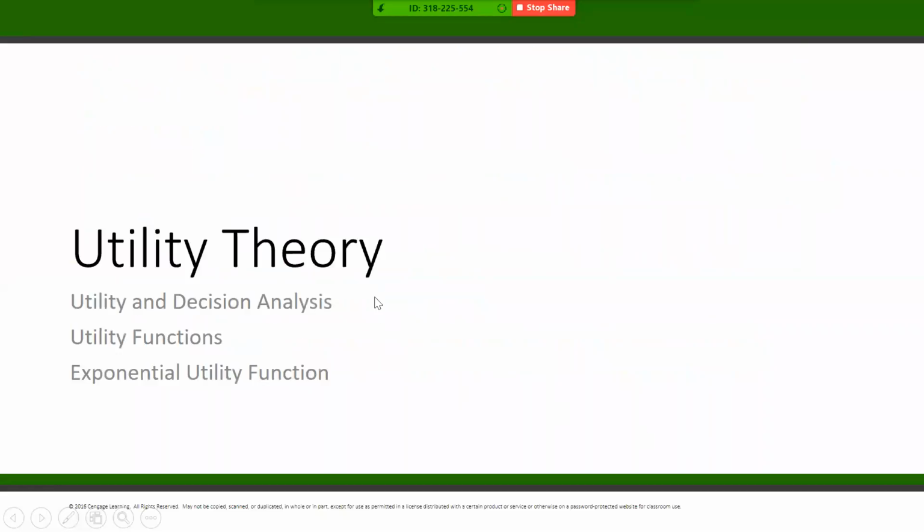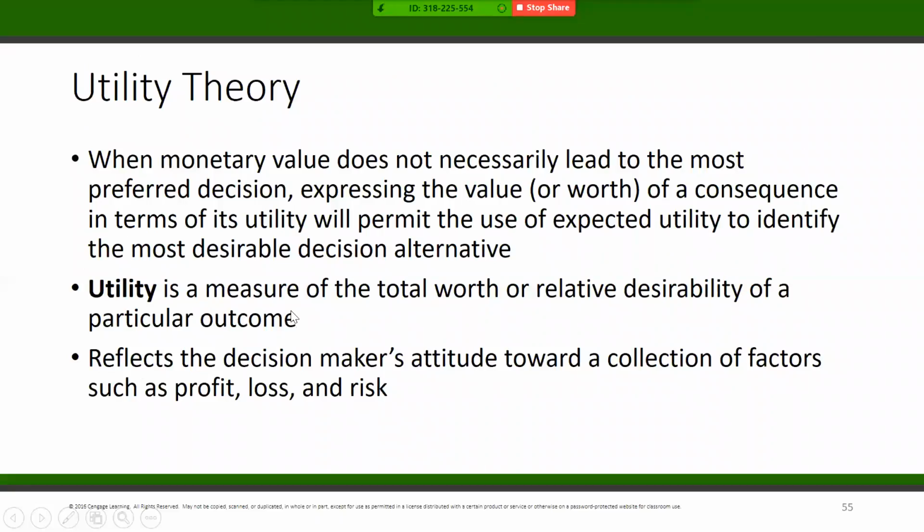All right, so utility theory: utility and decision analysis, utility functions, and the exponential utility function. When monetary value does not necessarily lead to the most preferred decision, expressing the value or worth of a consequence in terms of its utility will permit the use of expected utility to identify the most desirable decision alternative. Now, utility is a measure of the total worth or relative desirability of a particular outcome, and this reflects the decision maker's attitude toward a collection of factors such as profit, loss, and risk.